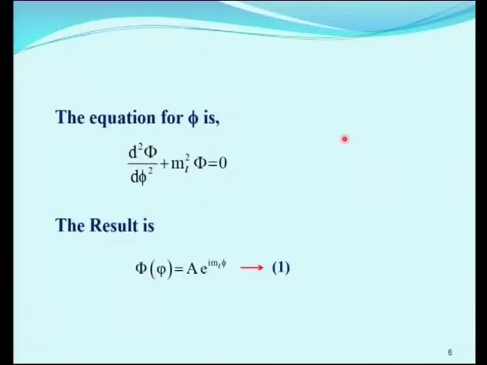Each of these is an ordinary differential equation for a single function of a single variable, separately for r, theta and phi. Only the equation for r, that is the radial part, depends on the potential energy, which we usually designate as V or V of r. The equation for phi is d squared phi by d phi squared plus ml squared phi is equal to 0. The result of this equation can be written as phi of phi is equal to A into e power i ml phi. This is denoted as equation number 1.